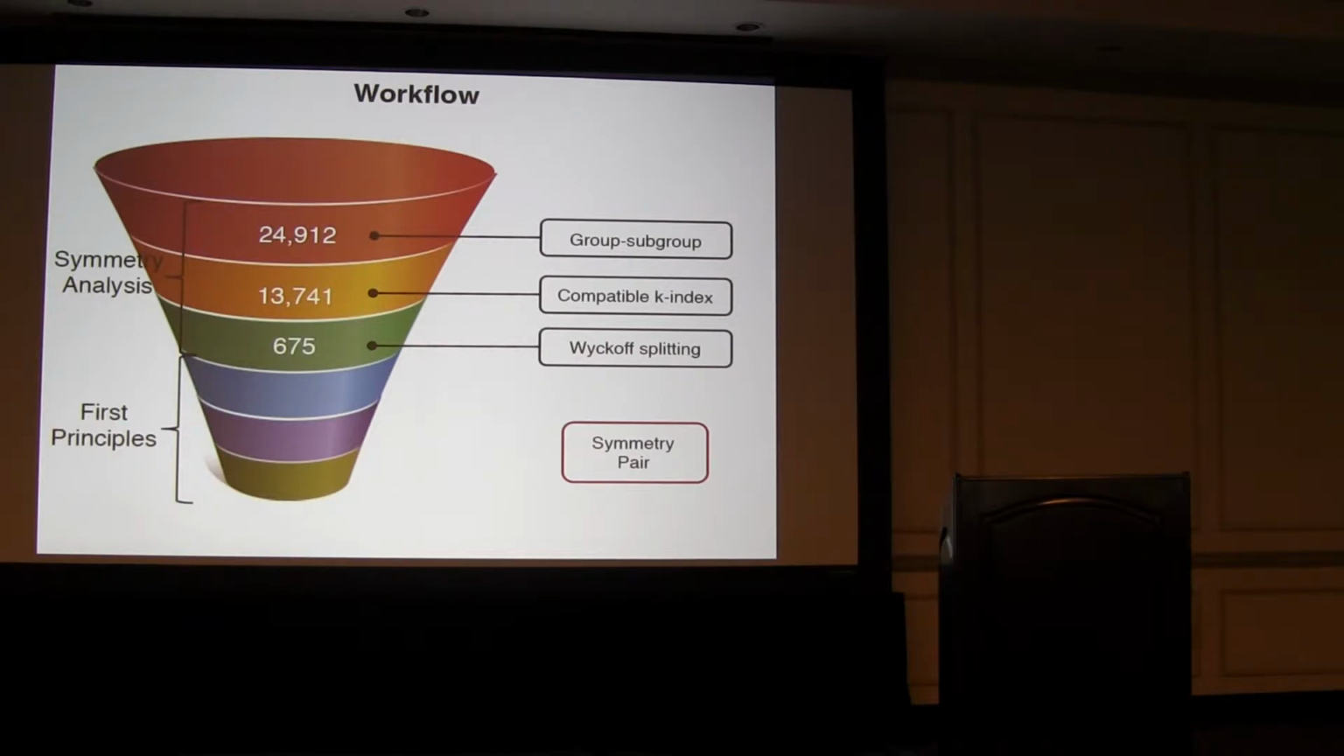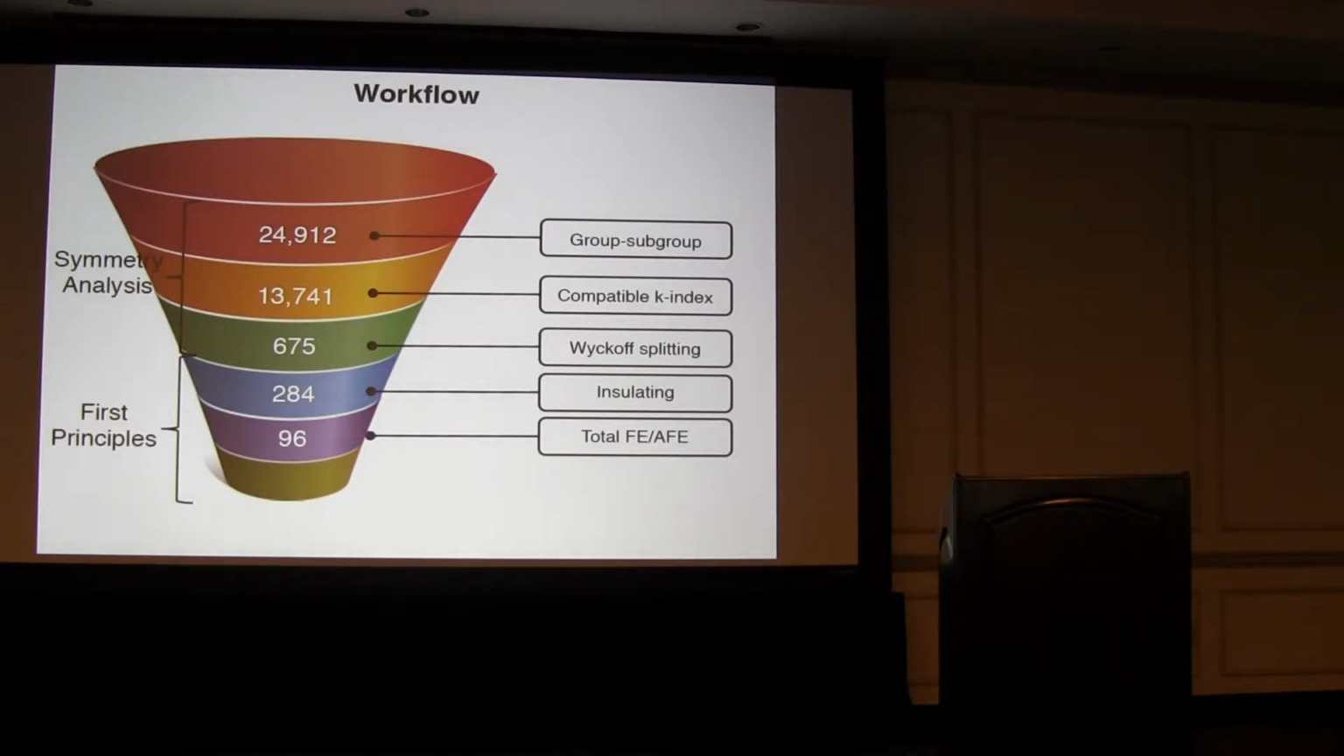So the next step is to take only those that are insulating. If the ground state is polar, then it's a ferroelectric. If the ground state is antipolar, then it's an antiferroelectric. And we find that in total, there are about 100 ferroelectrics in the Modelos project. Of course, some of these are non-ferroelectric. So if you remove those, we end up with 28 new ferroelectrics in the database.